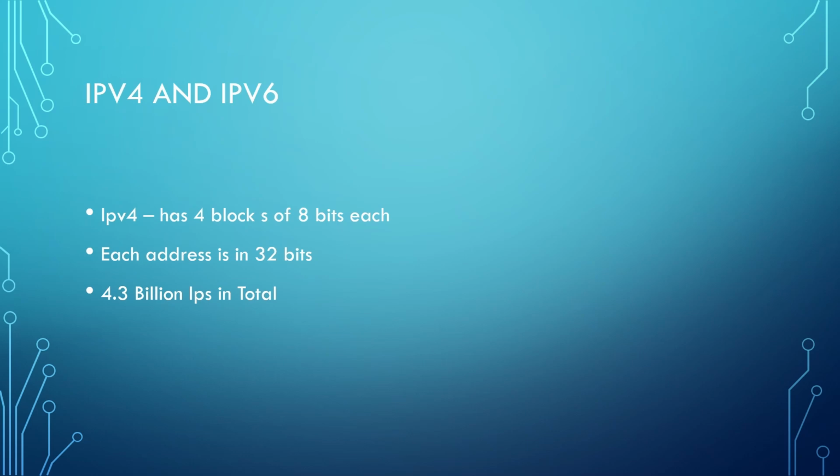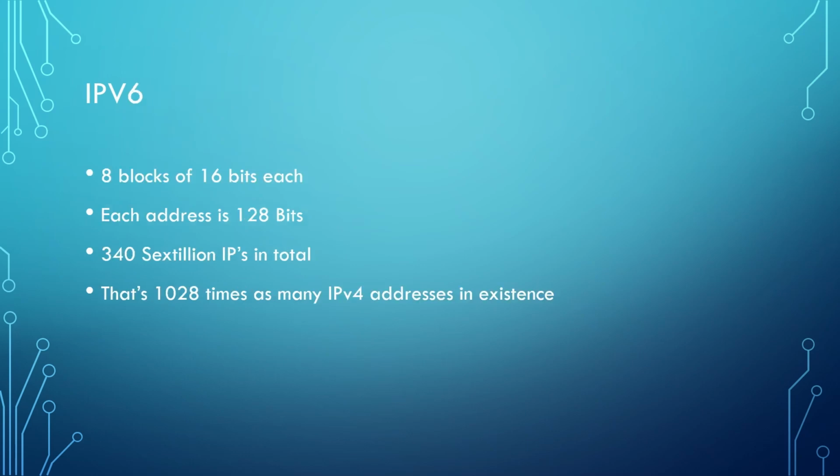This is the more traditional IP address you might have seen, with 192.168.1.1 or something of that nature. Meanwhile, IPv6 has 8 blocks of 16 bits each. Each of those addresses is 128 bits, with 340 trillion IPs in total. That's many times as many addresses as IPv4, and it's why they have IPv6, so they can have more IP addresses.